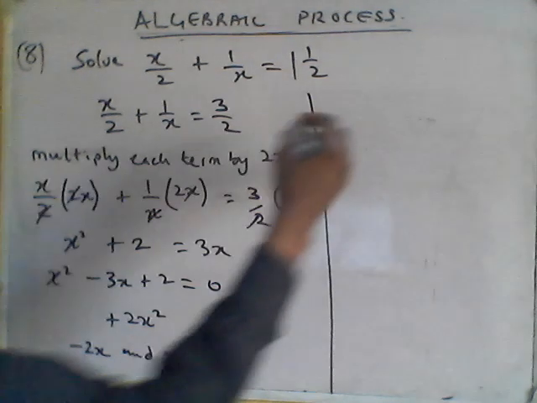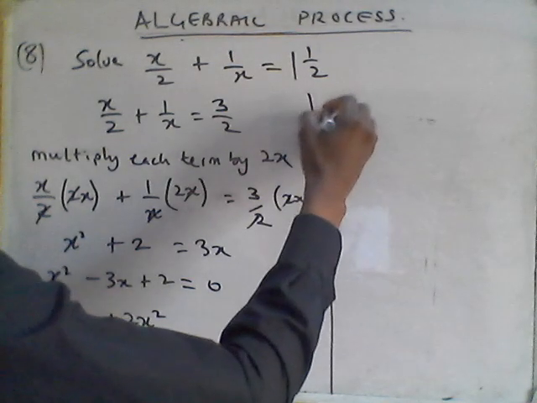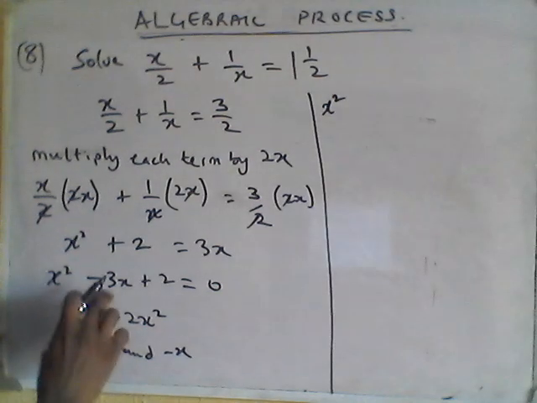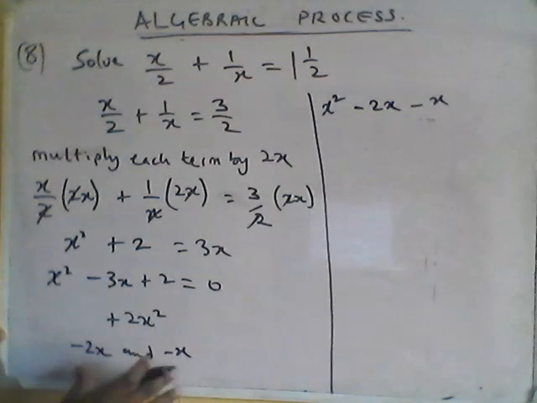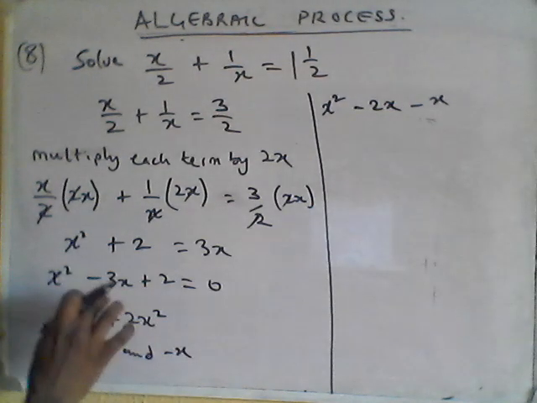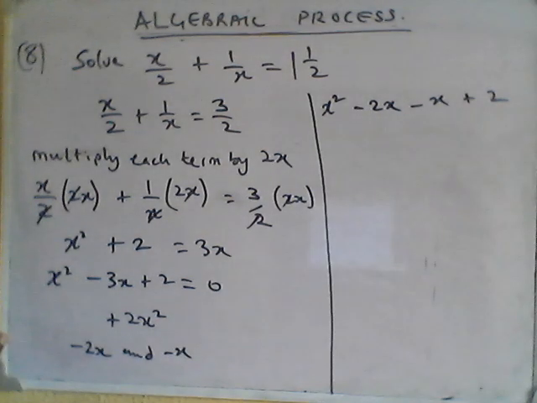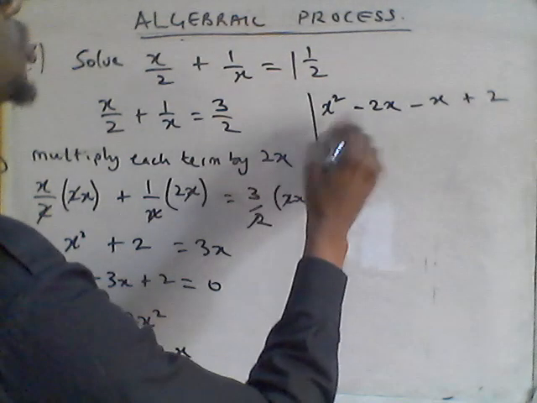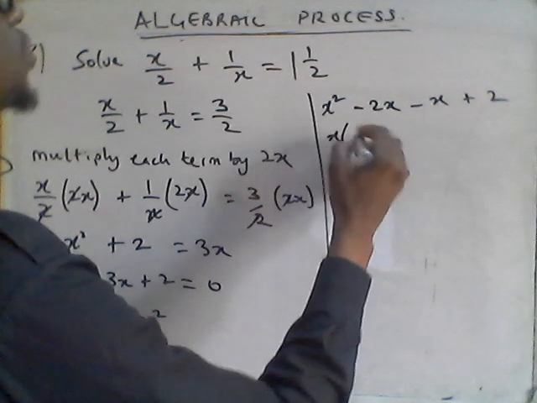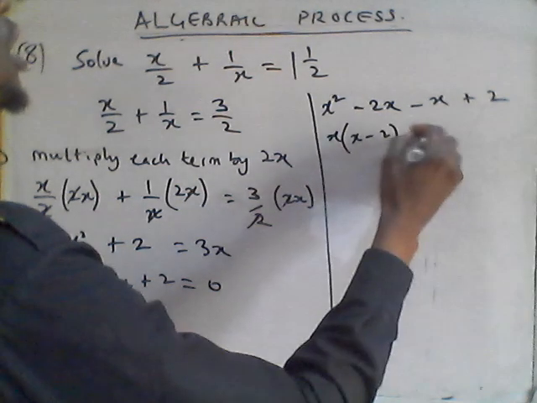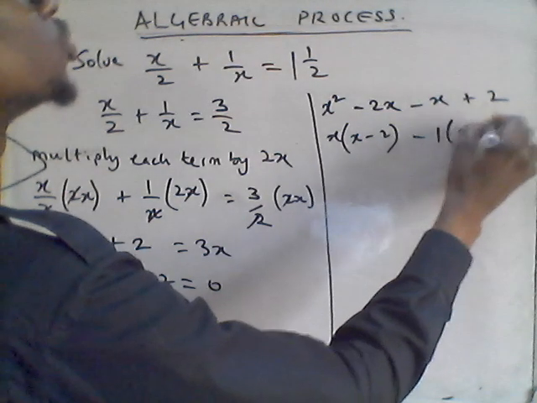So I'll write this equation again. I will say x squared, and instead of having minus 3x, I have minus 2x minus x, then plus 2. So I will now factorize by grouping. What's common in these first two terms? x is common in the first two terms, so I have x outside, x minus 2, minus, what's common in this last term? I have 1, then x minus 2.